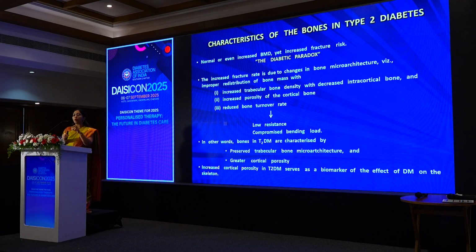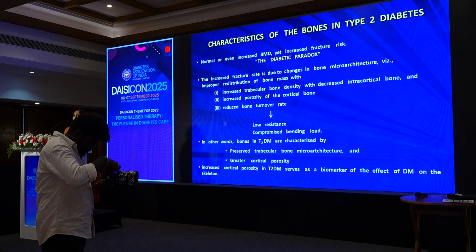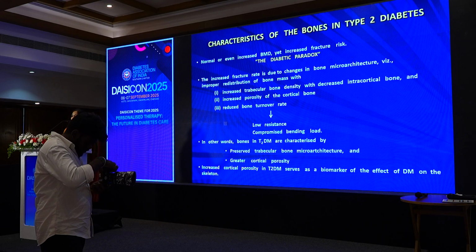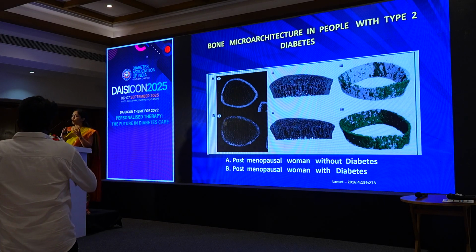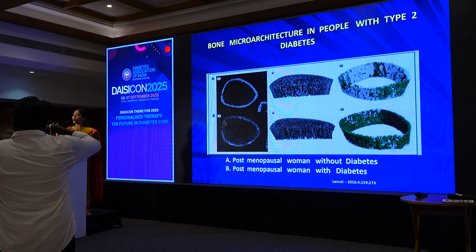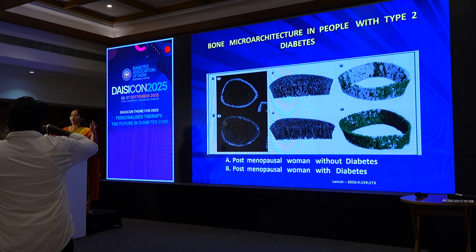Why that happens is that you have a lot of trabecular damage in the bone and a lot of porosity of the bones in type 2, and the bone turnover rate is also reduced. Because of this, you have a bone which is probably higher in BMD but poorer in tensile strength and microarchitectural strength. If you compare the bone of a postmenopausal woman who has diabetes and one who does not, as you can see, the porosity is so much more in a diabetic postmenopausal woman compared to a non-diabetic counterpart.